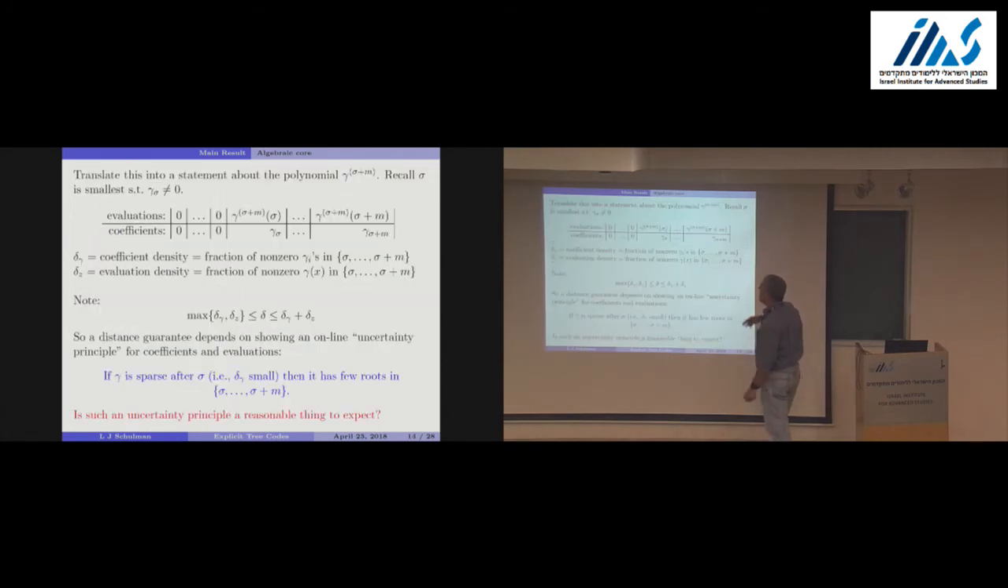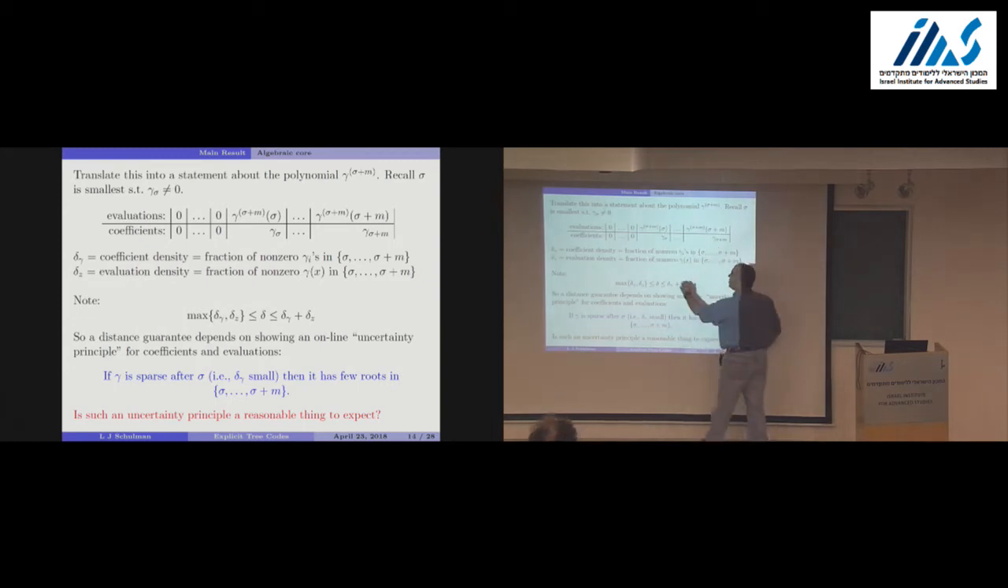Now I want to rephrase all this as a statement about the polynomial gamma sigma plus m, because all of the values in this table are actually values of that polynomial. So let's make this a statement of that polynomial. Again, sigma is the first place where this polynomial has a non-zero coefficient. These first entries are equal to each other, and this is the first place where something is non-zero.